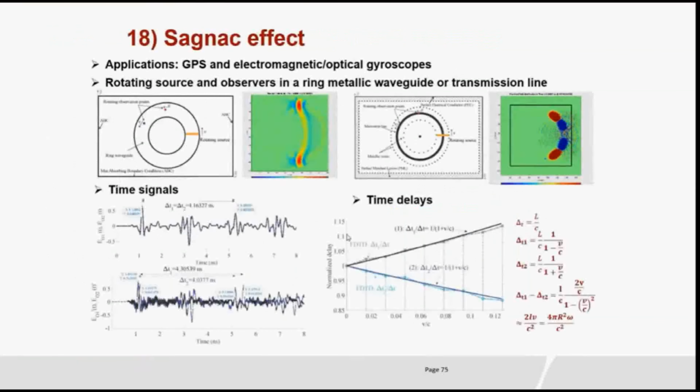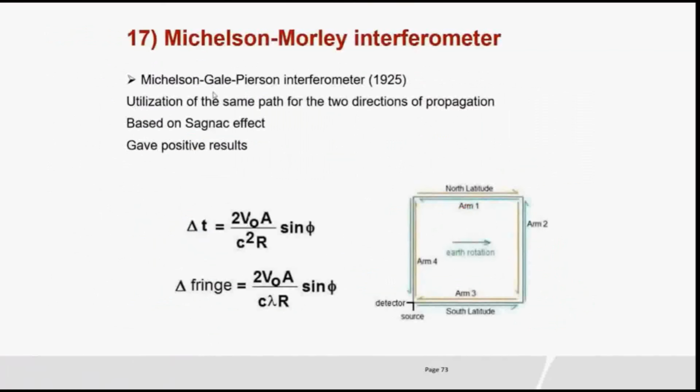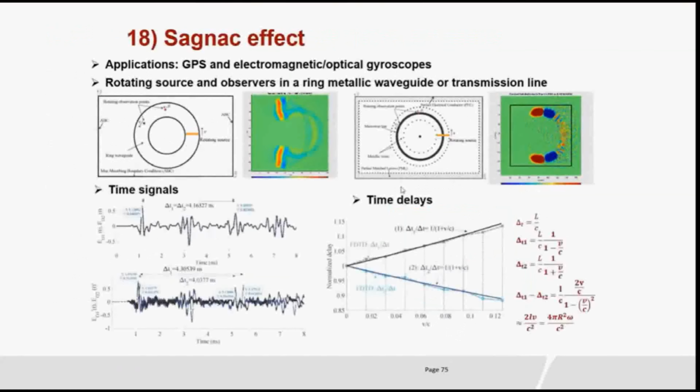So the Sagnac effect: Sagnac wrote a paper to show that he could prove that the theory of relativity was not correct. He used something similar to what Michelson-Gale used after. They were inspired by Sagnac, and he was turning the interferometer with a certain velocity, and he showed that there was a fringe shift by doing so. And we can do that in FDTD with the moving observer and the moving source. So we did that with this kind of microstrip lines, and this one is microstrip, this is a ring waveguide, and we can measure the time delays between the wave propagating in the two directions, and we got the same as Sagnac.